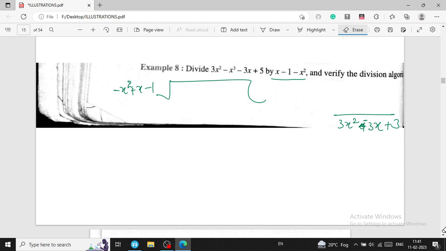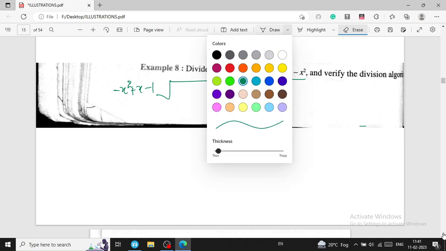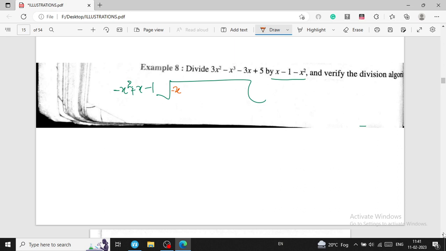You have to write the dividend also in highest to lowest degree form: minus x raised to power 3 plus 3x raised to power 2 minus 3x plus 5, so that you can easily solve this question. The divisor is minus x square plus x minus 1.